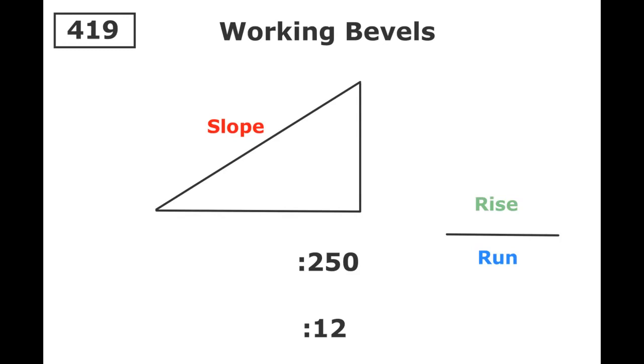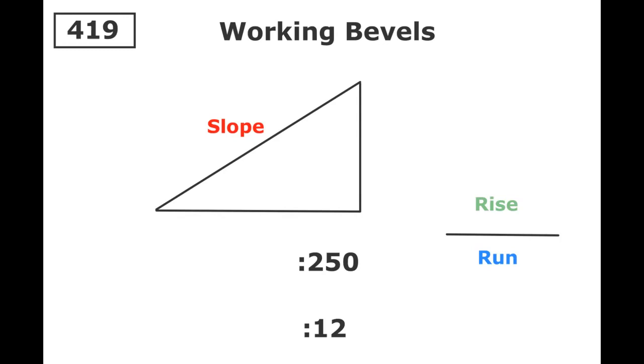So you should be at this point familiar with blueprints. On a blueprint, you get a scale for how big the drawing is versus how big the job site is. For example, on a construction drawing, it might say 1 to 12. So every 1 inch on a drawing represents 12 inches in real life or something like that. So in this case, we have scale.